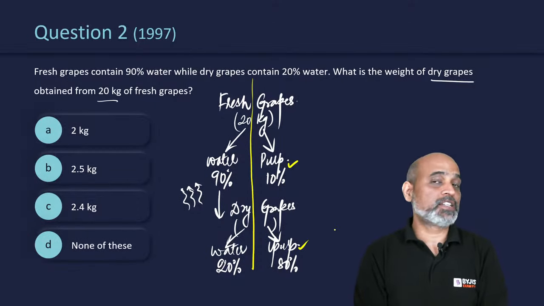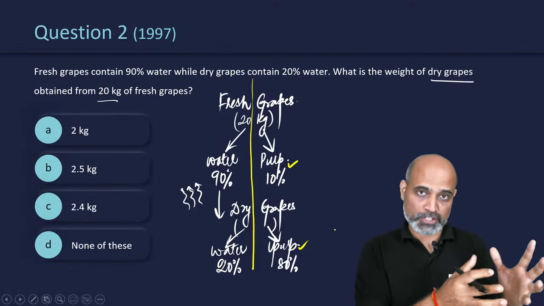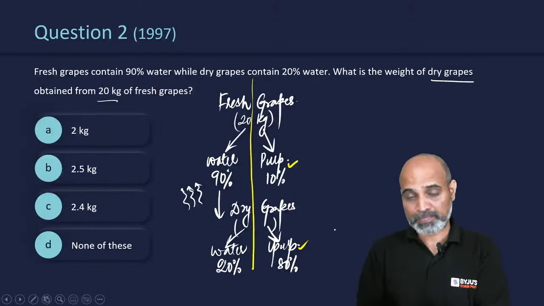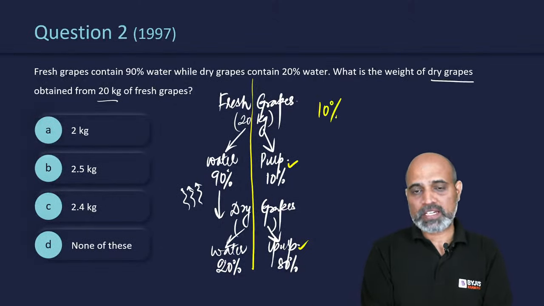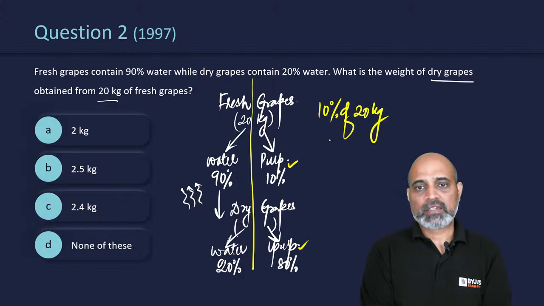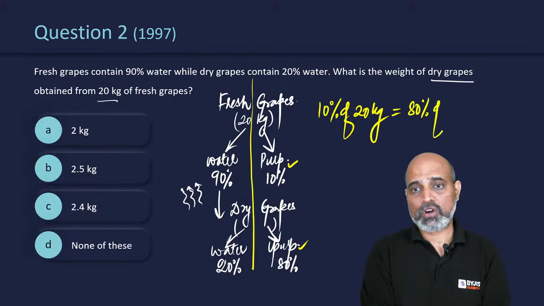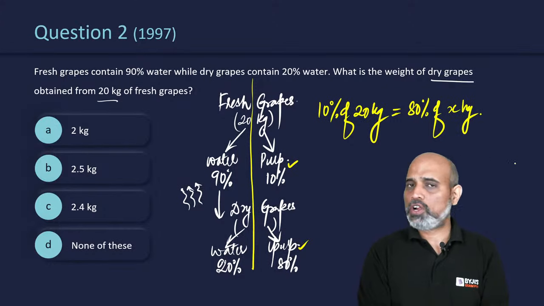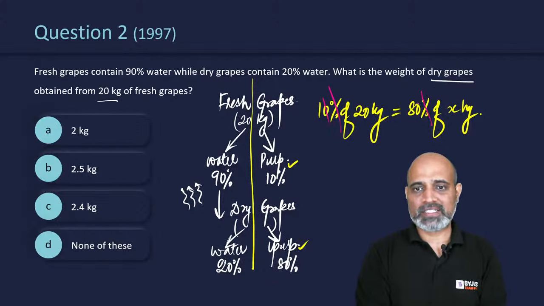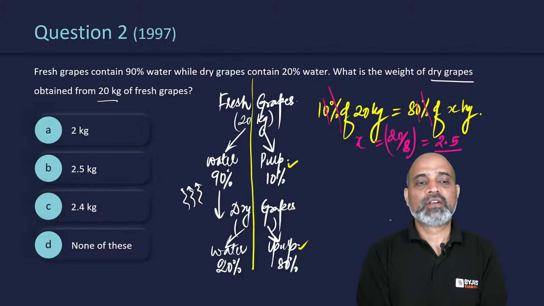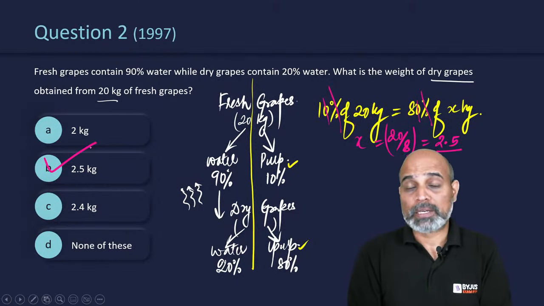So pulp doesn't go anywhere, right? So the amount of pulp in fresh grapes will be the same as the amount of pulp in dry grapes. So can we say that 10% of 20 kg, that is the pulp in fresh grapes, will be the same as 80% of the quantity of dry grapes, which is, let's say, x kg. All we have to do is solve this, and it's pretty easy. The percentage goes away, the 10 goes away, so we'll be left with x as 20 upon 8, and 20 upon 8 is nothing but 2.5. So 2.5 kg, B becomes our answer.